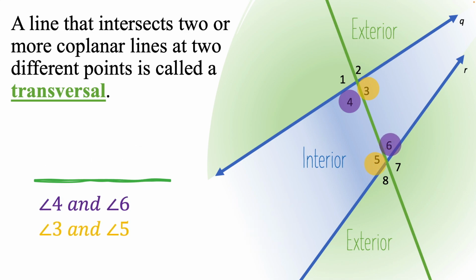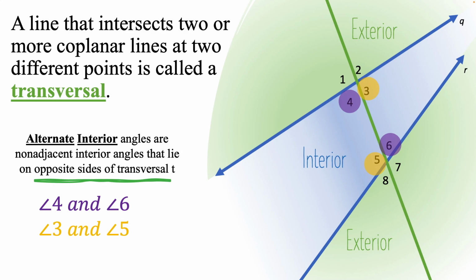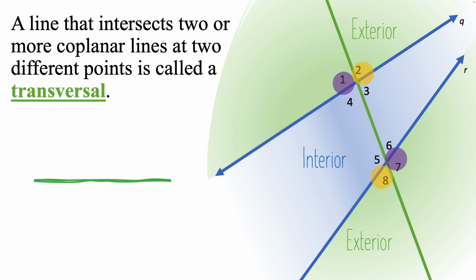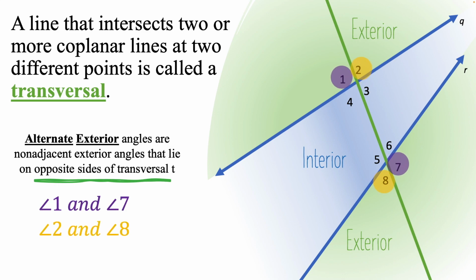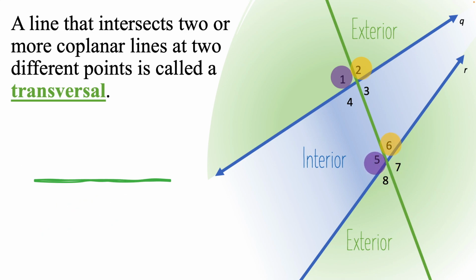All right, let's do a switch. Let's switch 5 and 6. And now let's look at 4 and 6. Those are partners right now. And 6 hopped to the other side of the transversal. It's on the opposite side, but still on the interior space. So we would call that an alternate interior angle. 3 and 5 are also alternate interior angles. And if we push those to the outside, to the exterior, 1, 7, 2, and 8, those are alternate exterior angles.